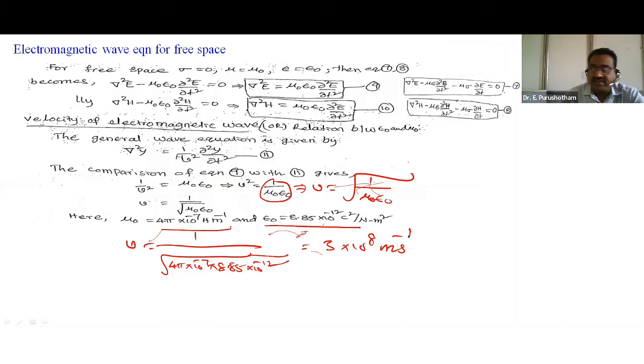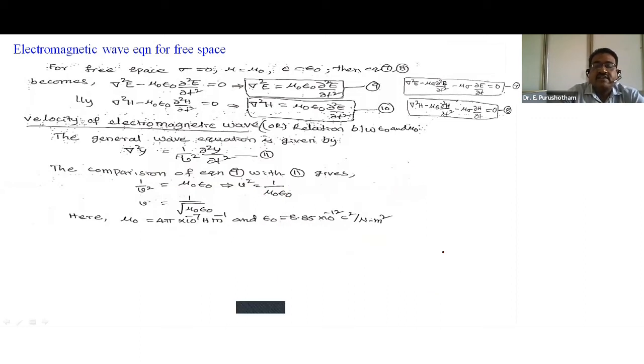This is the light velocity. So the electromagnetic waves, or transverse waves, are moving with 3 into 10 to the power 8 meter per second, which is the light velocity. So we can say that electromagnetic waves can move with light velocity or velocity of light. You can see clearly here.